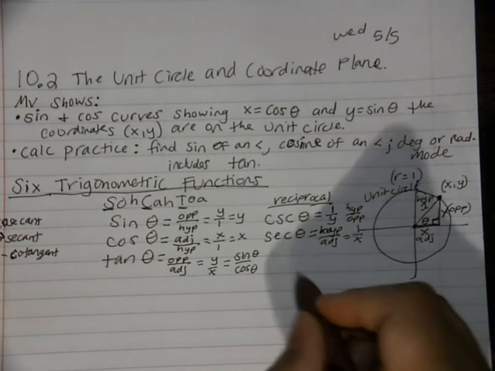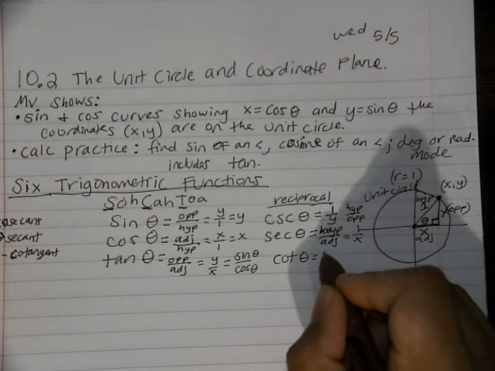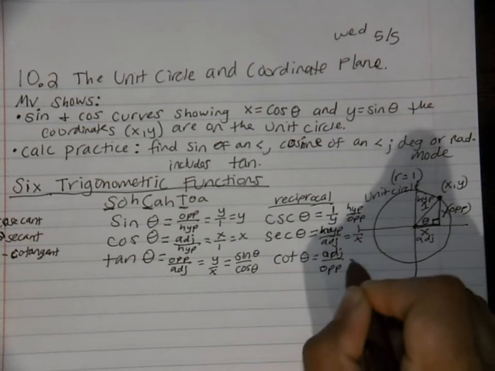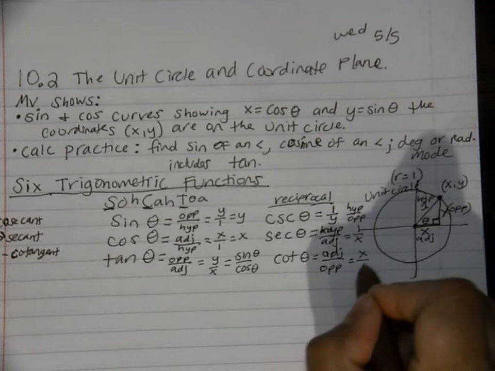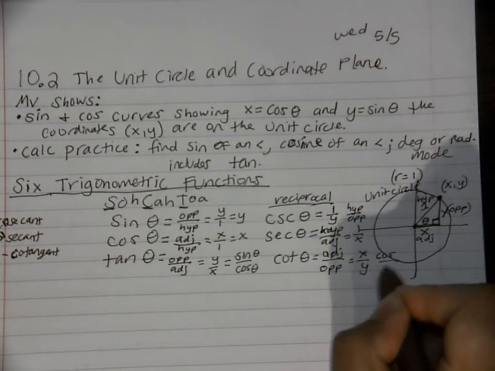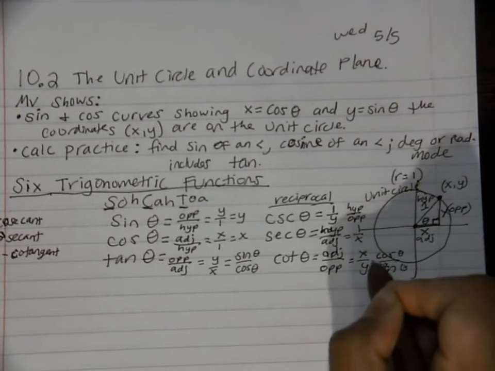And finally, the last one is cotangent theta, which would be adjacent over opposite. And then adjacent was x, opposite was y. So x over y, that's the same thing as having cosine over sine. Okay, so those are the 6 trig functions.